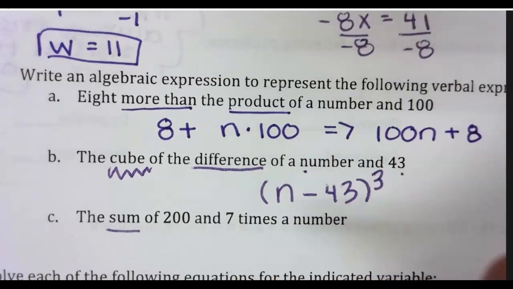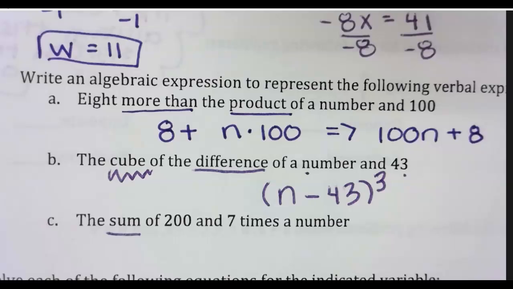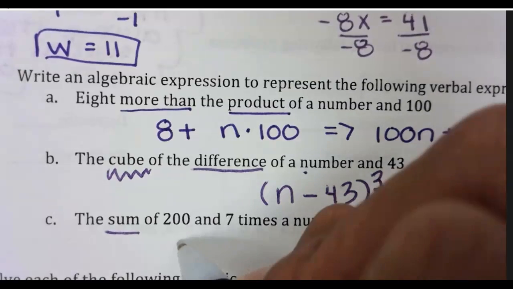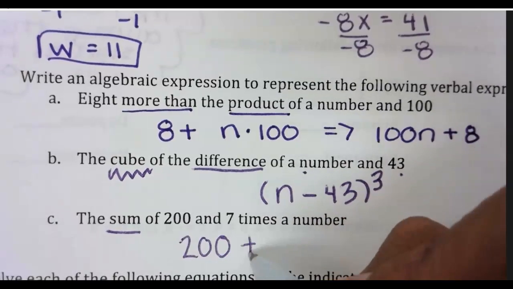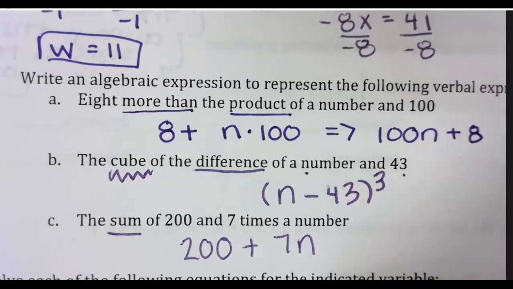Sum means to add. So the sum of 207 times a number. So you're going to take 200 and add it to 7n.